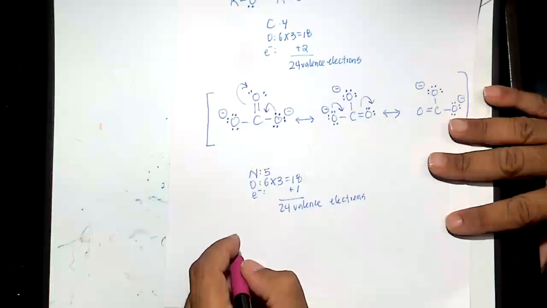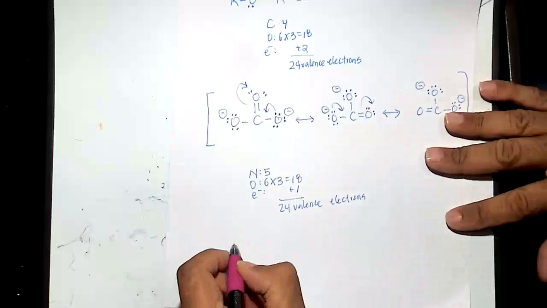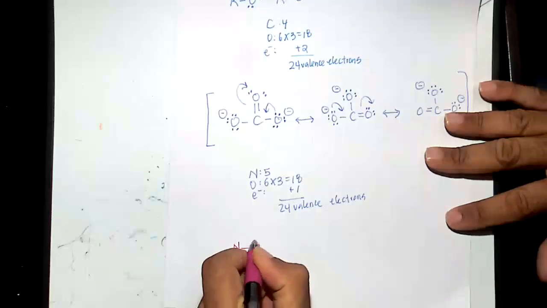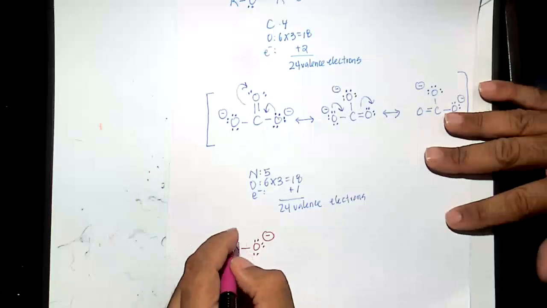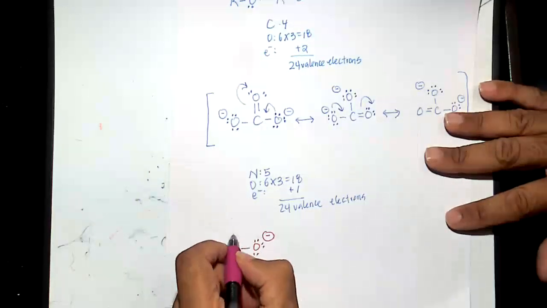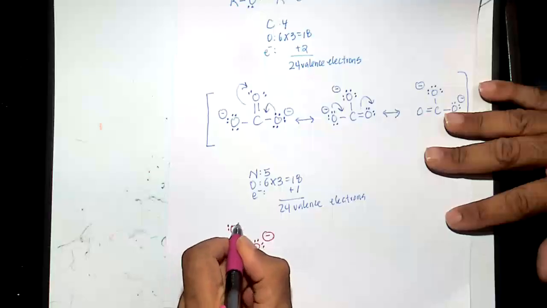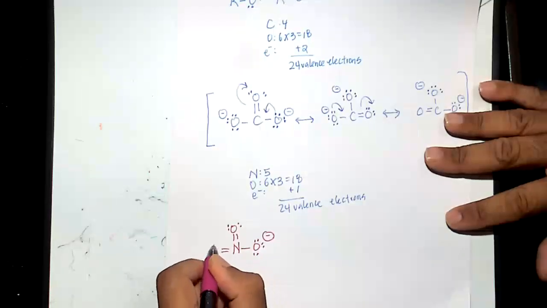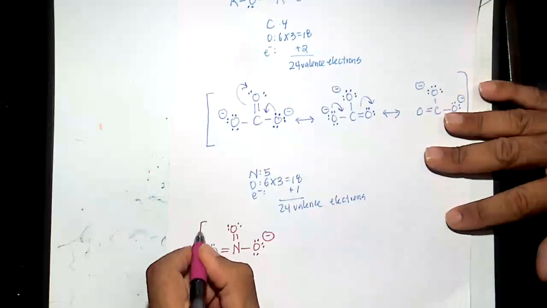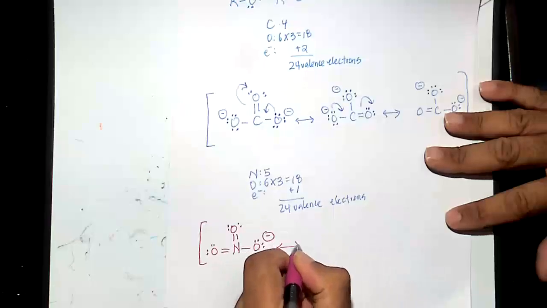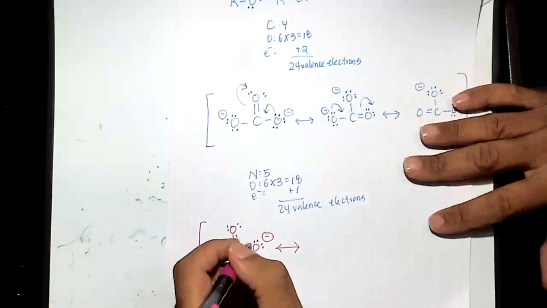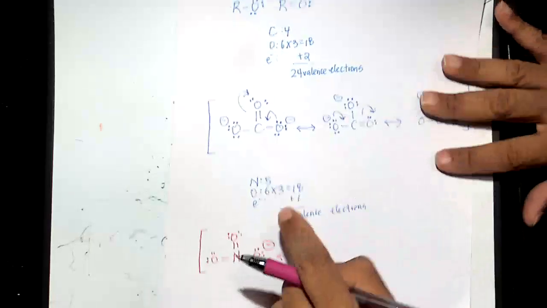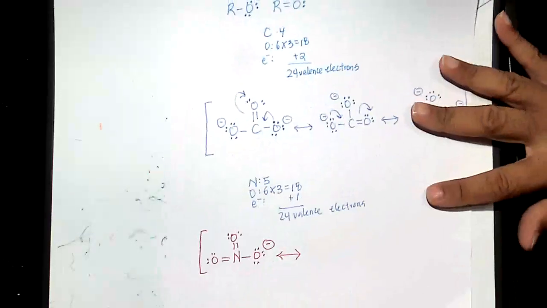Alright, so how will we do nitrate? Total charge is minus, so we'll do a single bond with oxygen. And then what about the other three? Okay, 2 double bonds. Very good. Okay, and there's that minus charge. There's that minus charge.